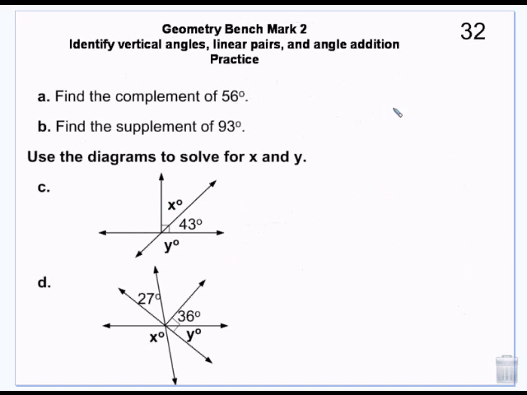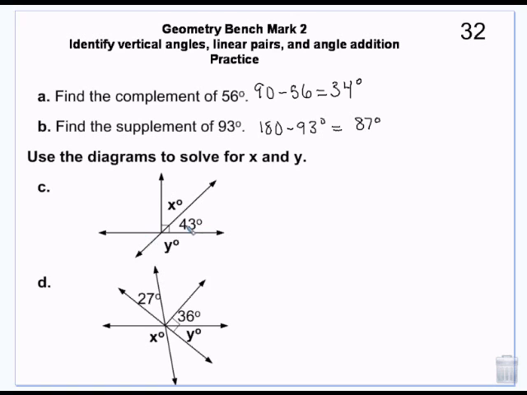Yeah, for A, I'm going to do 90 minus 56, and I'm going to get what? 34? Do you guys agree? Yes. Okay, what do I do for B? 180 minus 93, and I'm going to get 87. Okay, perfect.